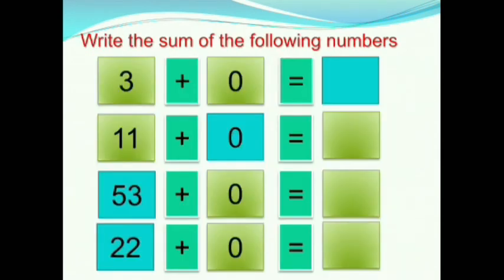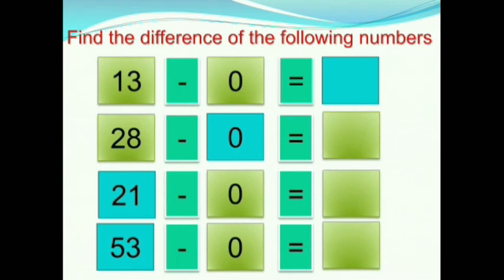Children, here we should write the sum of the following numbers. The first question is 3 plus 0. Remember children, if 0 is added to any number, the sum is the number itself. 3 plus 0 is equal to 3. 11 plus 0 is equal to 11. 53 plus 0 is equal to 53. 22 plus 0 is equal to 22.